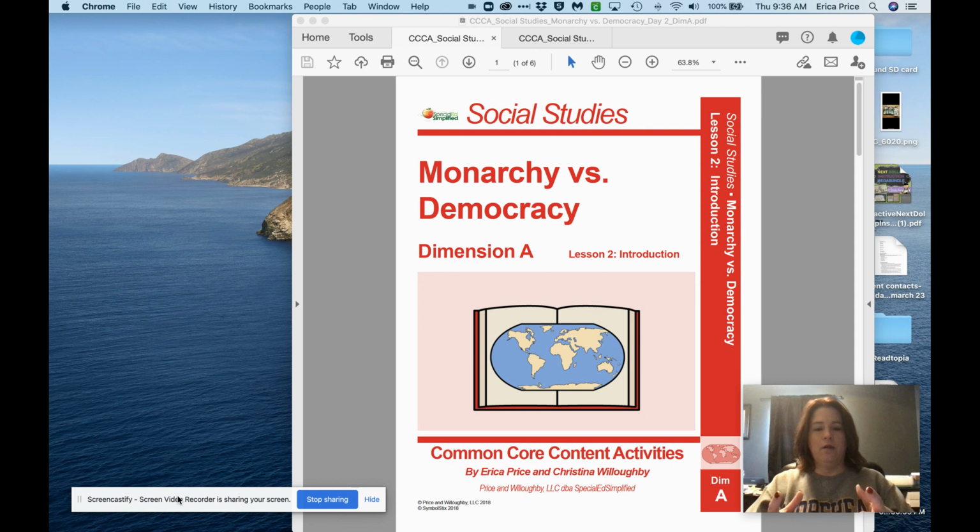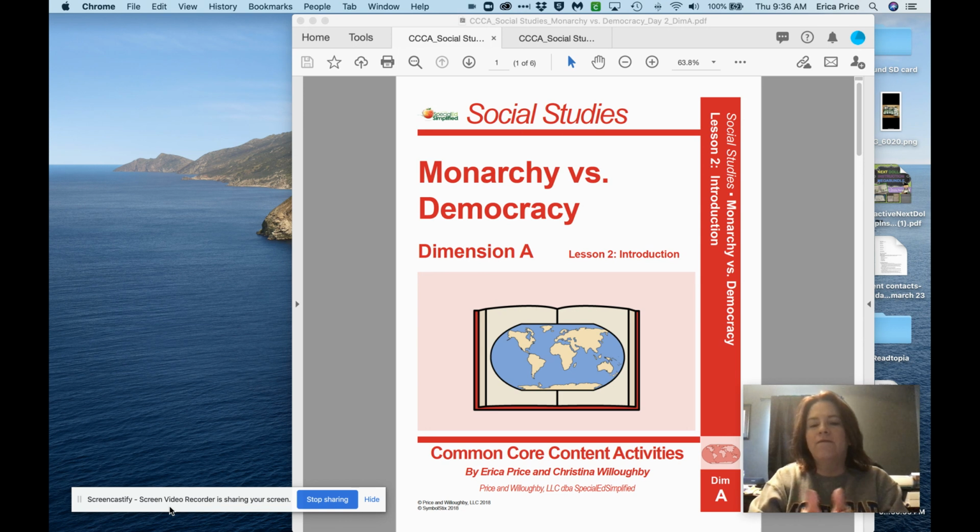So we are going to start with this unit. The unit is called Monarchy versus Democracy. Like I said, I will read it. We'll do some questions and answers. We'll look at some vocabulary words. We'll watch some YouTube videos. We're going to do different things to make sure everybody understands this unit.